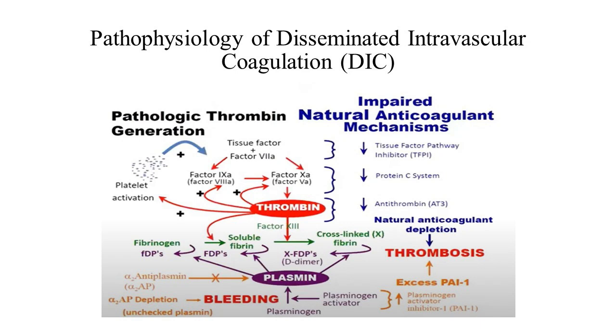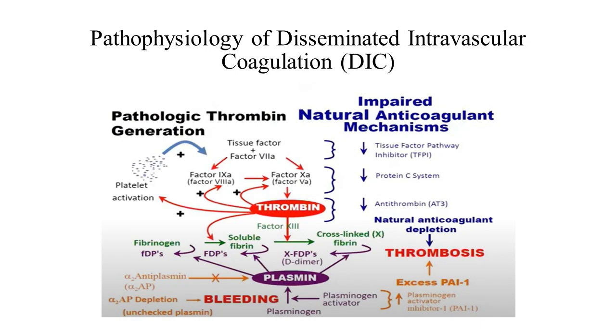Thrombin then amplifies coagulation by activating factors 5, 8, and 11, creating a powerful positive feedback loop. It also activates platelets and converts fibrinogen into fibrin. Factor 13 stabilizes fibrin by cross-linking it, forming insoluble cross-linked fibrin clots. This leads to widespread microvascular thrombosis.